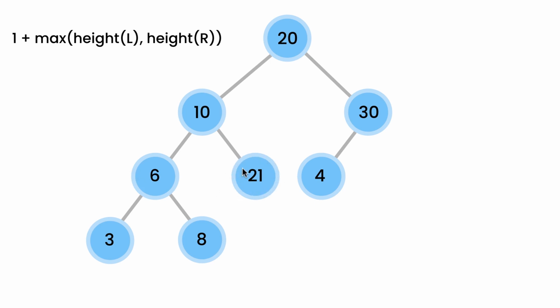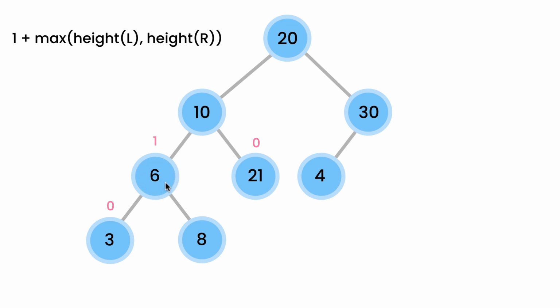Calculating the height of this subtree is super easy because here we have a single node and the height of this is 0. Now, what about the left subtree? Again, we break this down into smaller problems. We calculate the height of this node, which is 0. We go 1 level up, so the height of this subtree is 1.